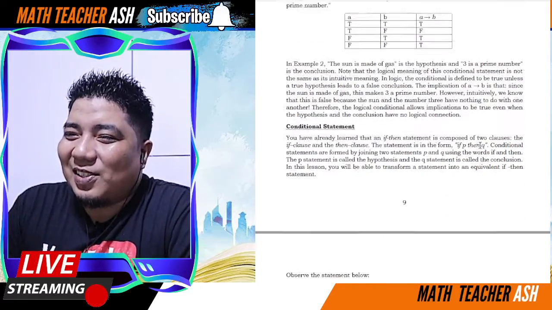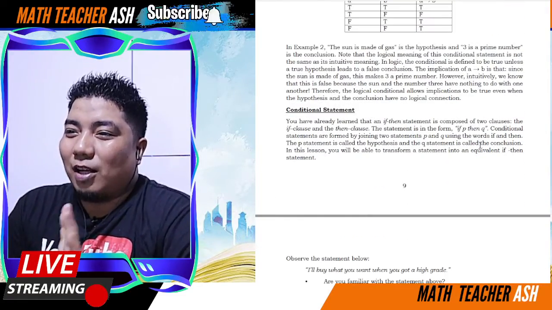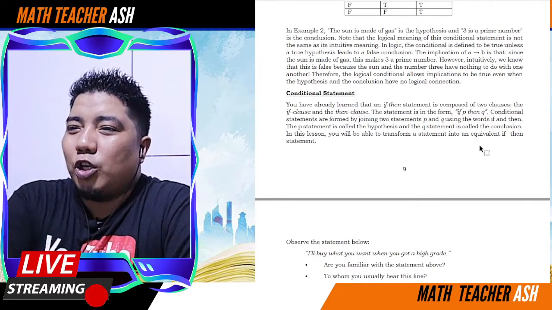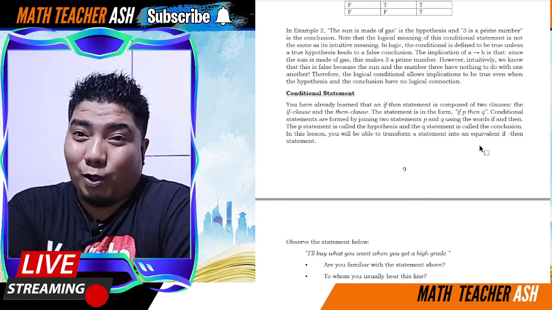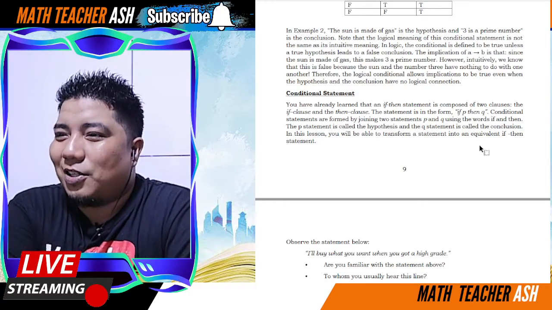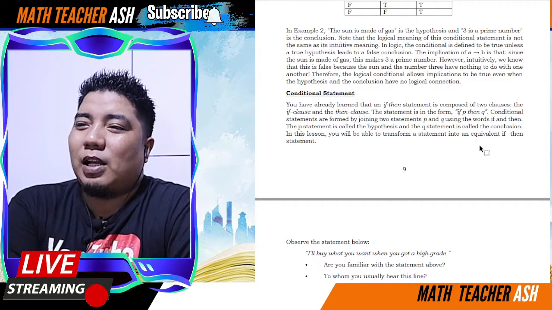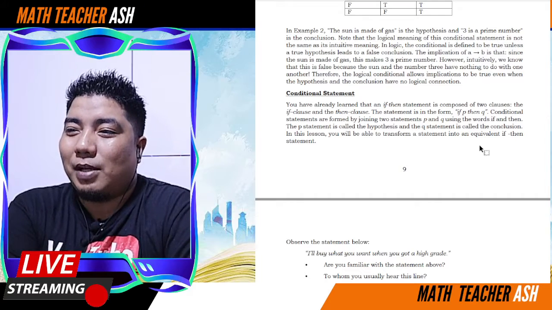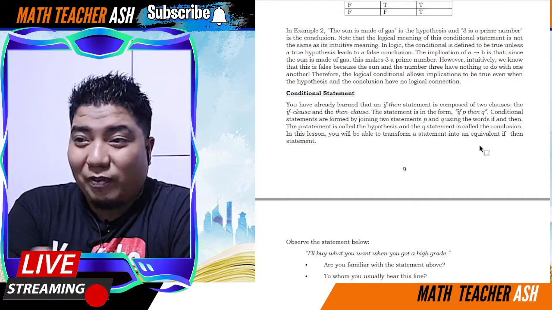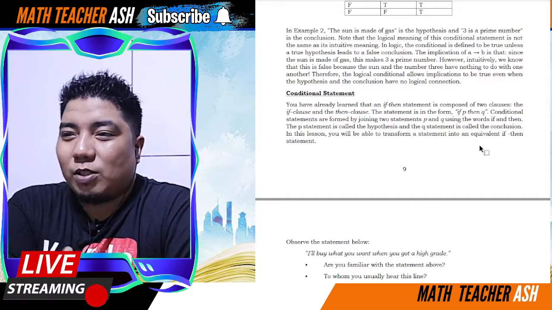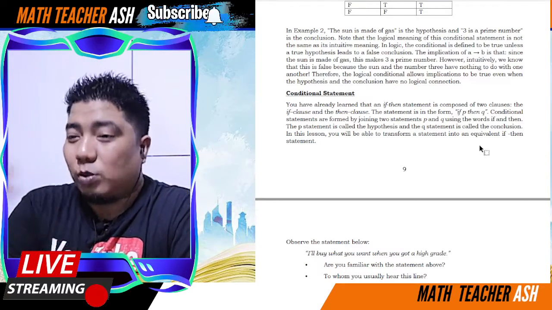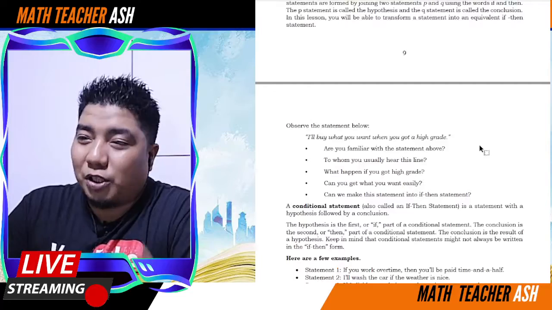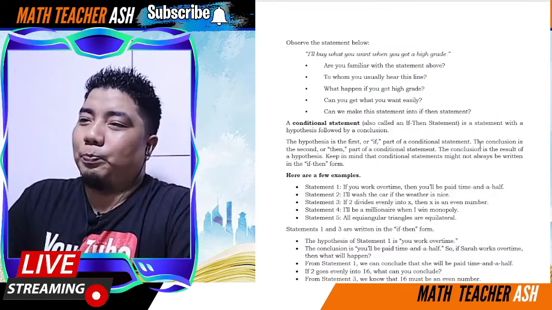Anyway, so let's continue. Now, let's talk about the conditional statement. You have already learned that the if and then statement is composed of 2 clauses, right? The if clause and the then clause. Alright. Now, the conditional statement are formed by joining 2 statements P and Q using the words if and then. The P is called the hypothesis and the Q is called the conclusion, as what we have learned earlier. Now, observe these statements below.